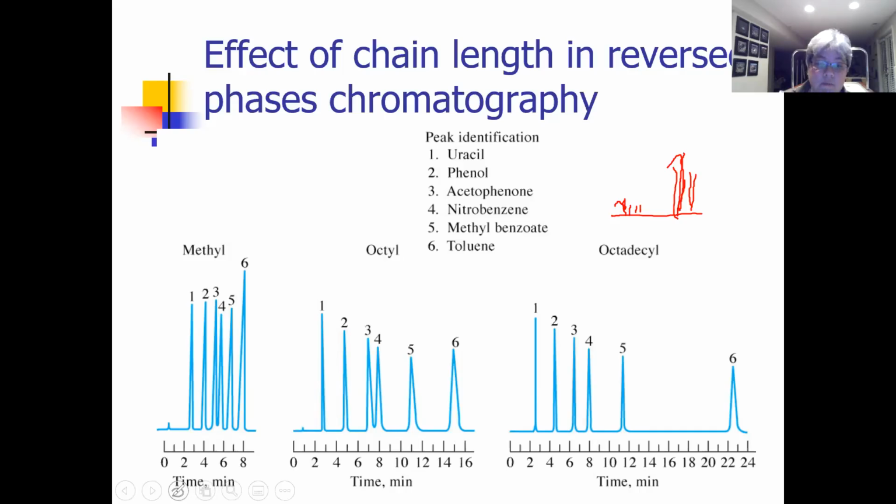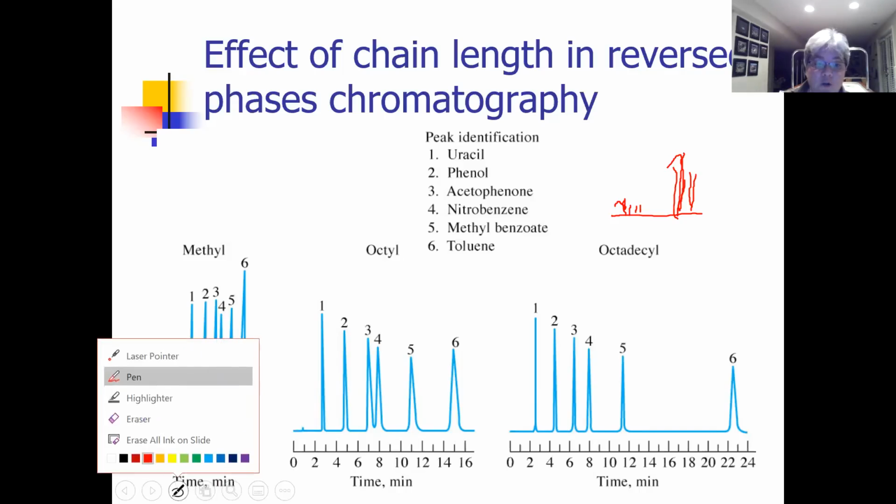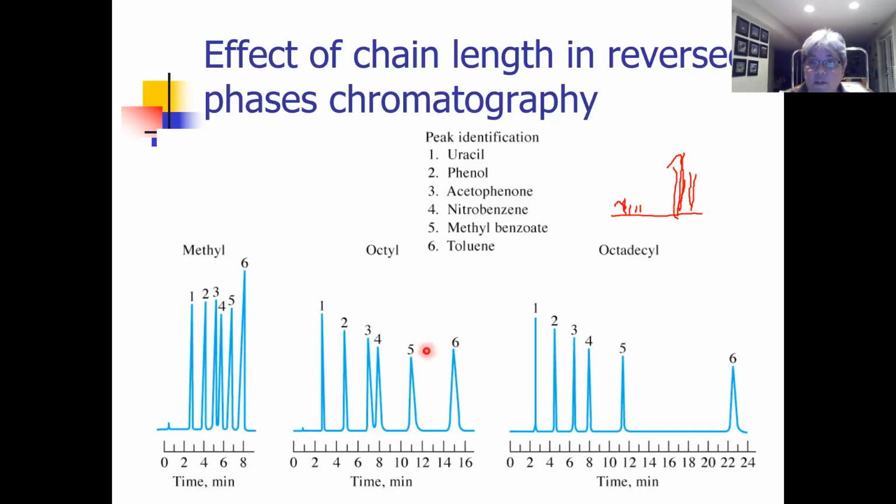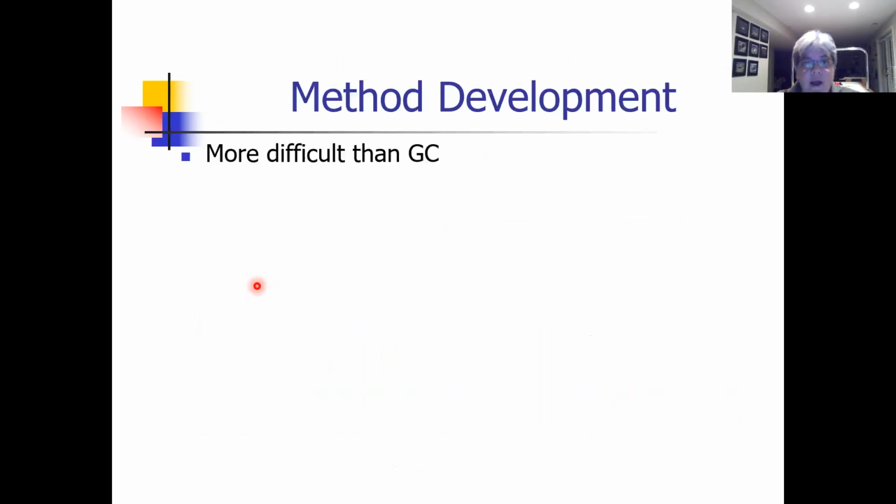So in general, the retention time will become longer if you have longer chains. You can also put more sample on longer chains. The longer chains can accommodate a bigger sample size than the smaller chains. Okay, let's go ahead and take a break there. And then after the break, we'll look at the method development for this kind of chromatography.